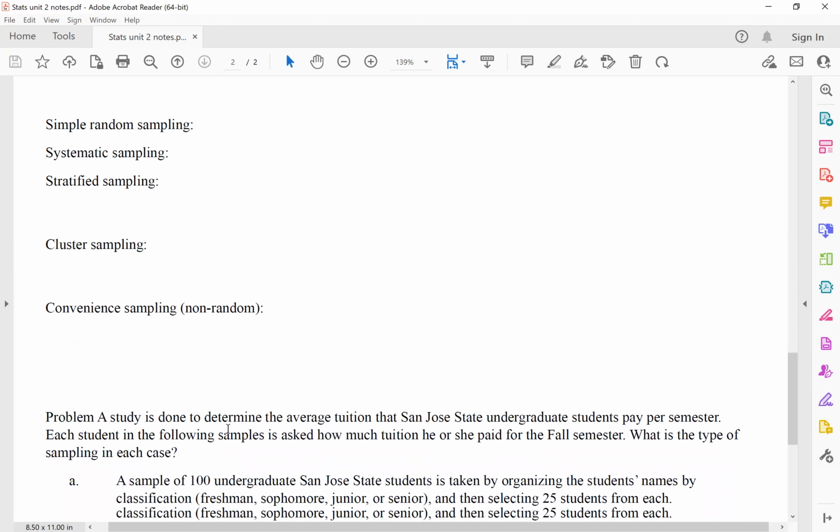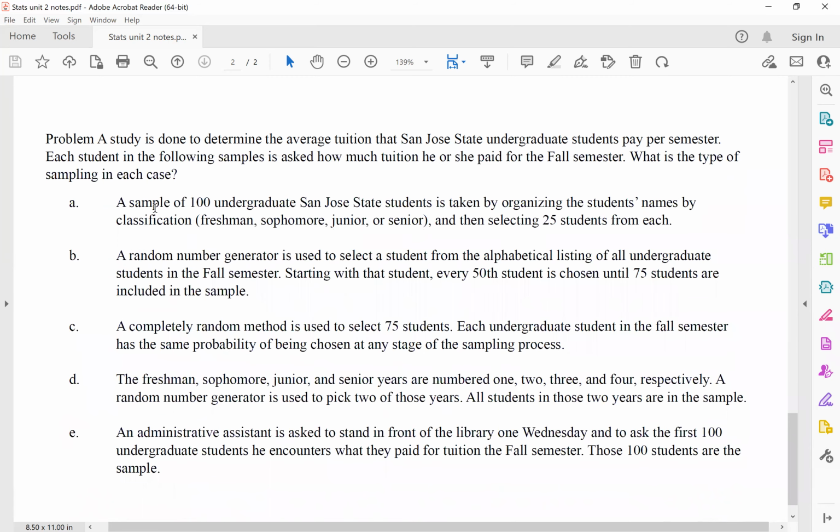Let's take a look at some examples. So this is my problem. A study is done to determine the average tuition that San Jose undergraduate students pay per semester. Each student in the following sample is asked how much tuition he or she pays for the fall semester. Now, what is the type of the sampling in each case? So let's take a look.